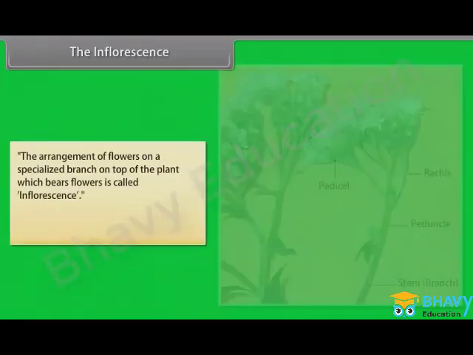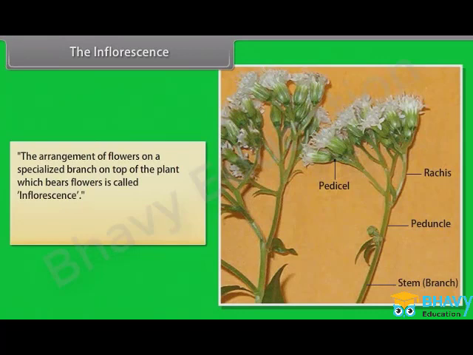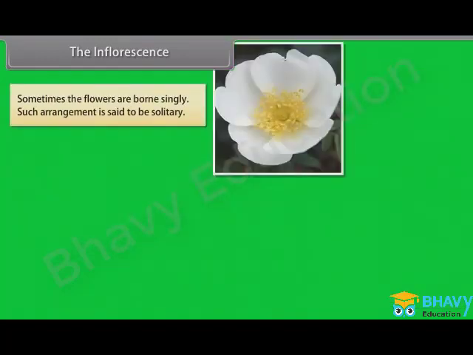The inflorescence. The arrangement of flowers on a specialized branch on top of the plant, which bears flowers, is called inflorescence. The axis of the inflorescence is known as peduncle. Sometimes the flowers are borne singly. Such arrangement is said to be solitary.